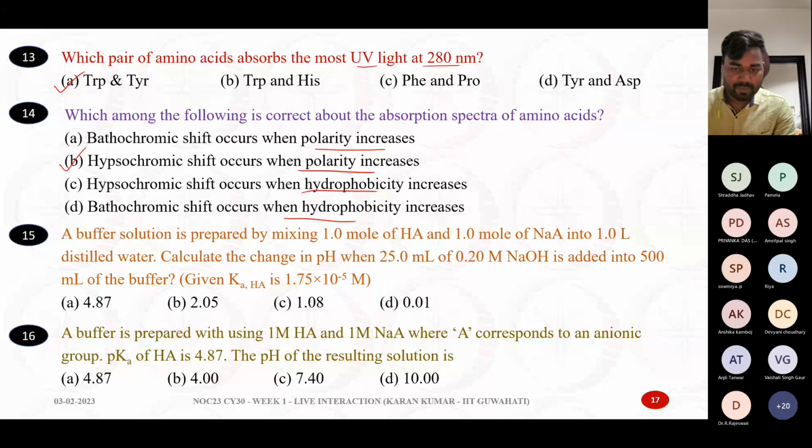A buffer solution is prepared by mixing 1 mole of HA and 1 mole of NaA into 1 liter of distilled water. Calculate the change in pH when 25 ml of 20 molar NaOH is added into 500 ml of buffer. Given that the Ka value of the weak acid is 1.75 × 10^-5 molar.